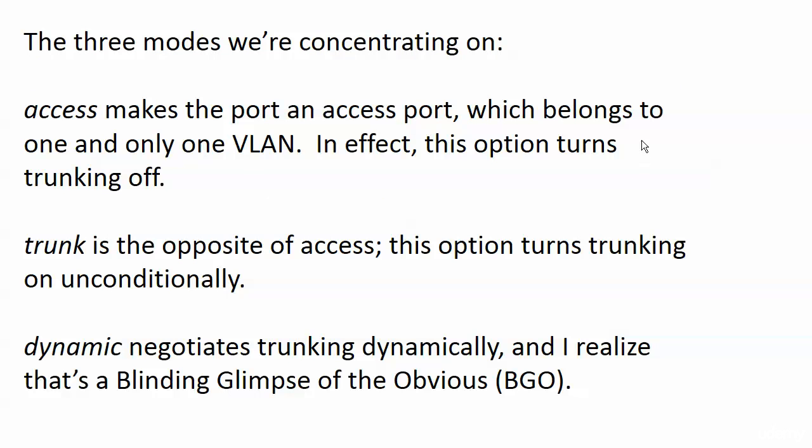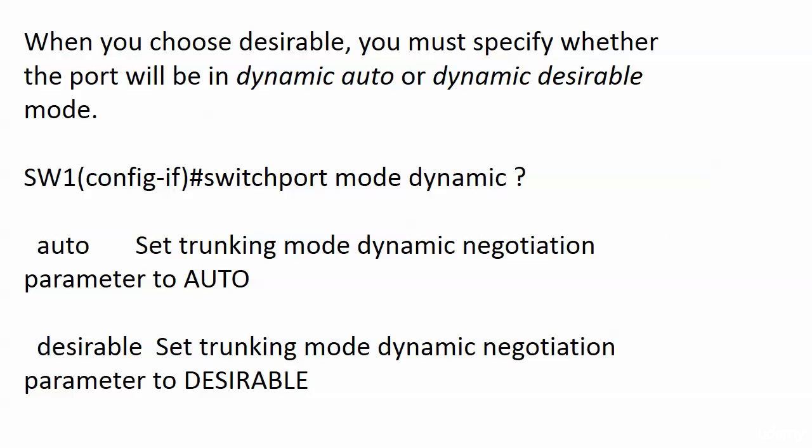Now these modes. Access makes the port an access port. We know the deal, one and only one VLAN. In effect, what you were doing when you put a port into access mode is that you've turned trunking off on that port. Trunk, the opposite of access, if you will. This option turns trunking on unconditionally. Dynamic negotiates trunking dynamically, and I realize that's a blinding glimpse of the obvious, a BGO. But dynamic also has a couple of other options we need to know about that we just saw, and you have to choose one of these.